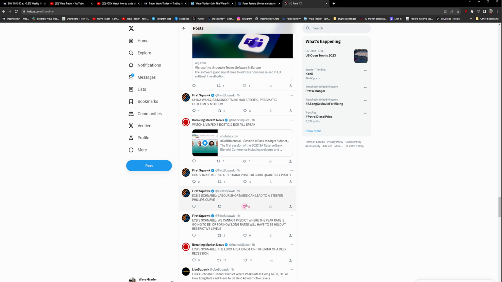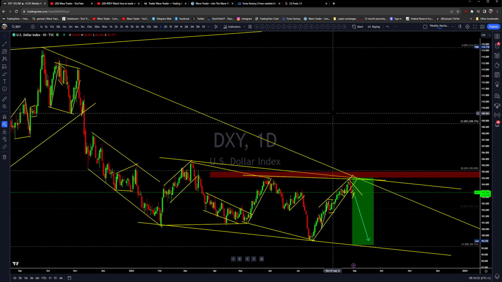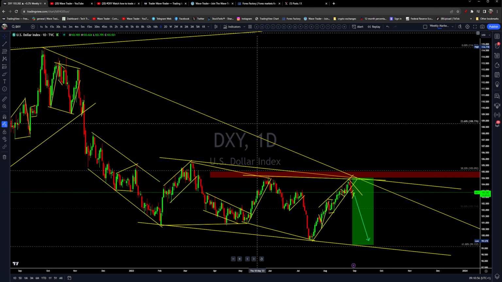Okay, so there you can see that the outlook for the euro area remains highly uncertain. Underlying price pressures remain stubbornly high. Yeah, so core inflation is still high, but the pressure is building for a pause from the ECB and the Fed and all major central banks.